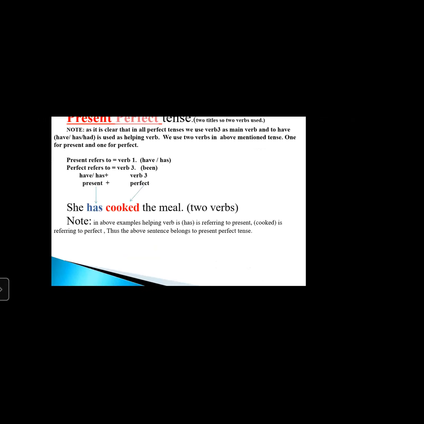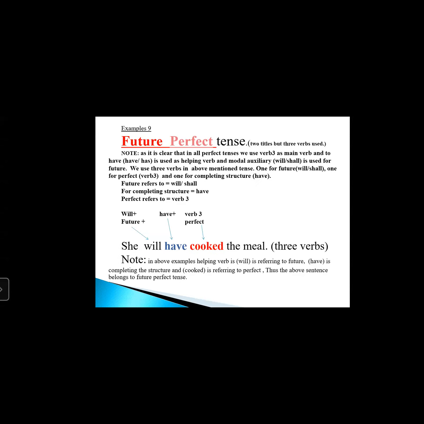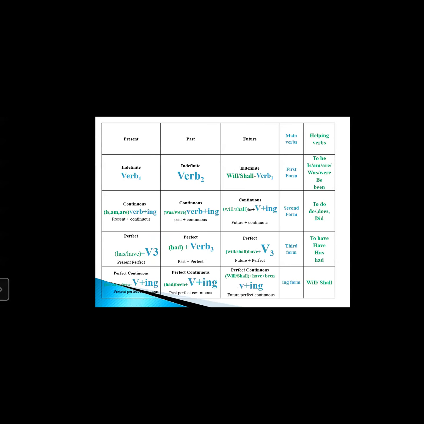Past perfect, तो उसमें had आ गया. Had refers to second form and third form refers to cooked. Had plus cooked is equal past perfect. इसी तरह future perfect. So will stands for future, cooked stands for perfect, and have is the helping verb of perfect tense. That's it. तो ये आ गया difference, main difference.